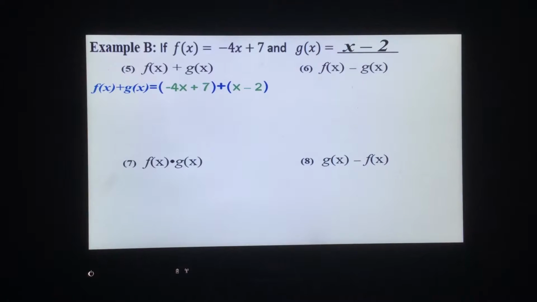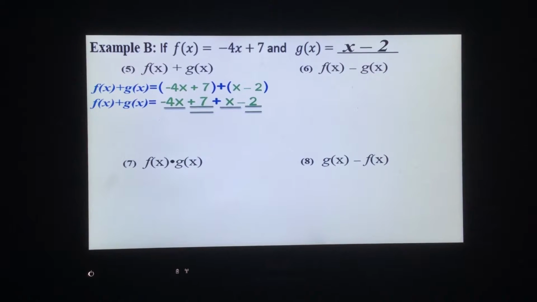Again, since you're adding the polynomials, you don't really need the parentheses there. So all you got to do is just combine like terms. Negative 4x and x put together, all right? And then this time we do have constant terms in common, so we're going to underline those twice.